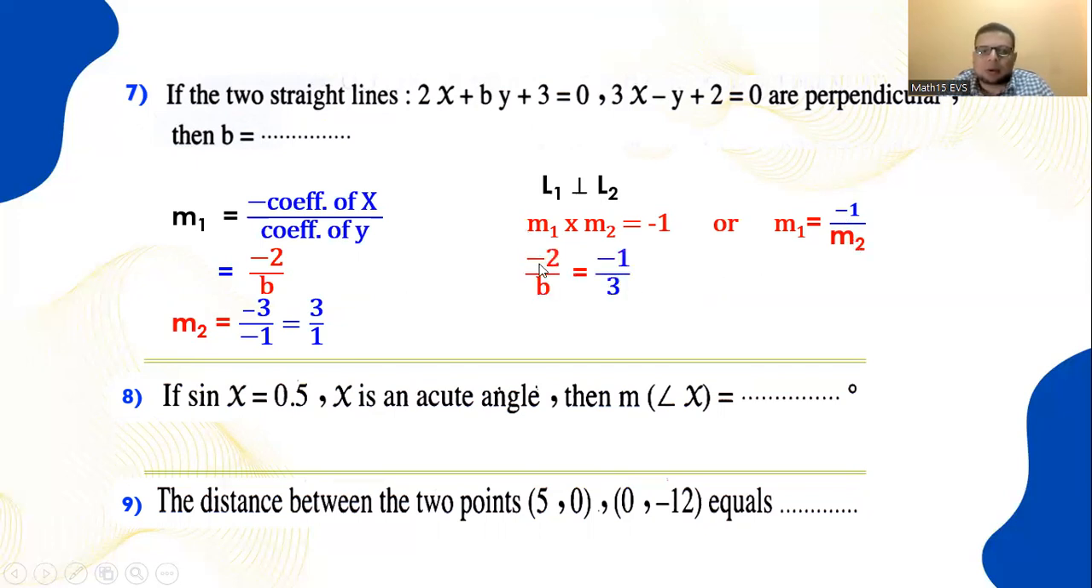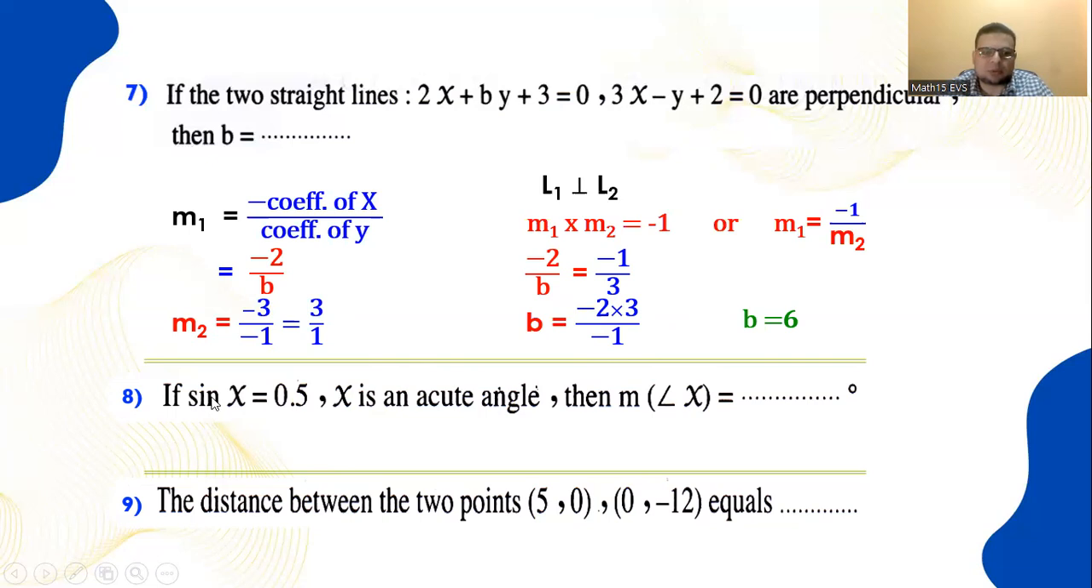So -2 over b is M1, and you just flip this fraction 3 to 1 over 3 and change the sign, so it will be -1 over 3. You can use cross multiplication to get the value of b. So b equals -2 times 3 divided by -1, and you will get b equals 6.